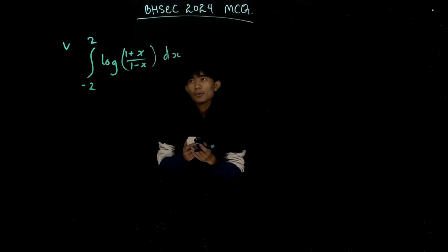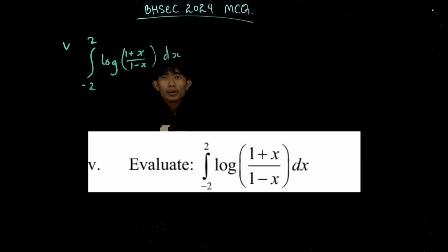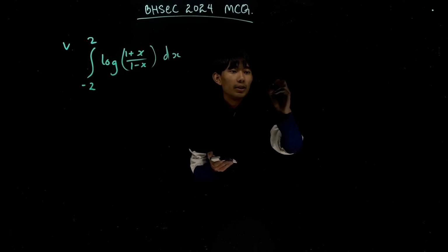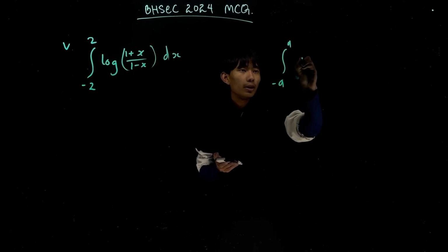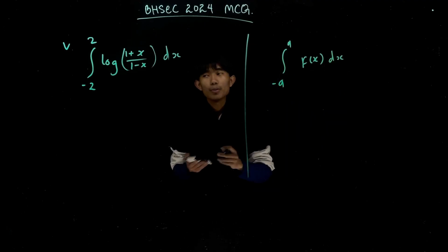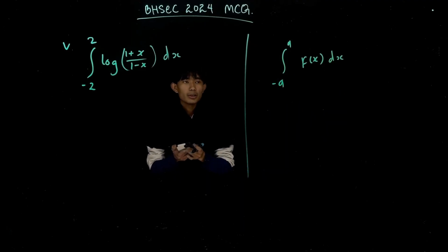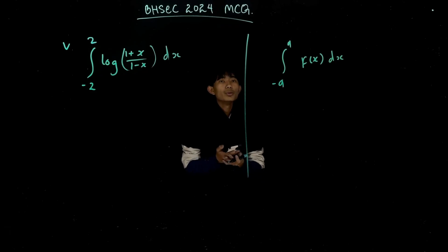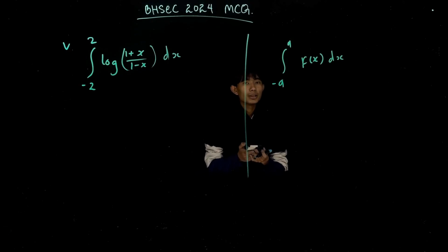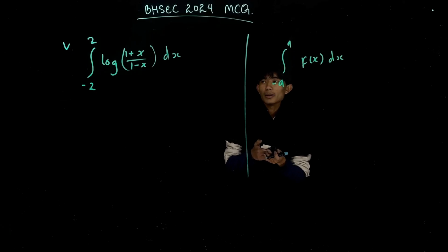So for question 5 of the MCQ, we are asked to evaluate the value of this integral. What we can see here is that this integral is in the form of the integral from negative a to a of f of x dx. As you can see, the upper limit and the lower limit are in the form of negative a to a. So in this kind of integral, we can check whether the function f of x is even or odd, and then we can modify the integral depending on whether it is an even function or an odd function.